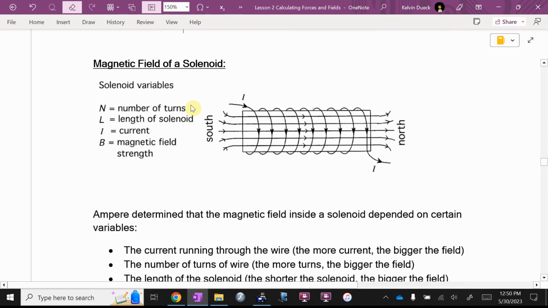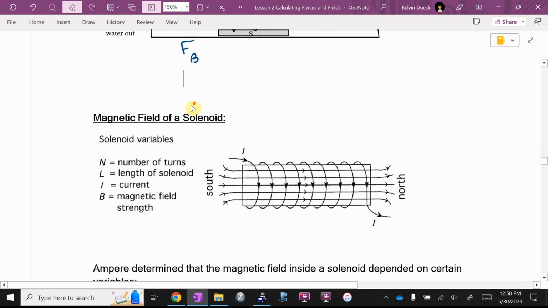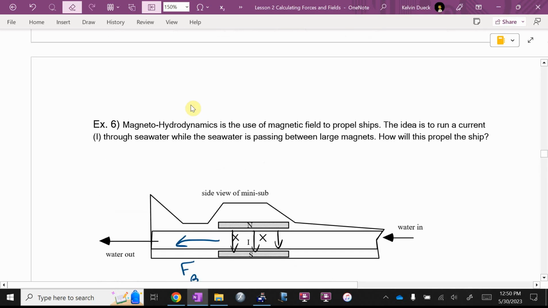So, yeah? Okay. Into the page, down. It's going to get pushed that way. I know, these are tricky.